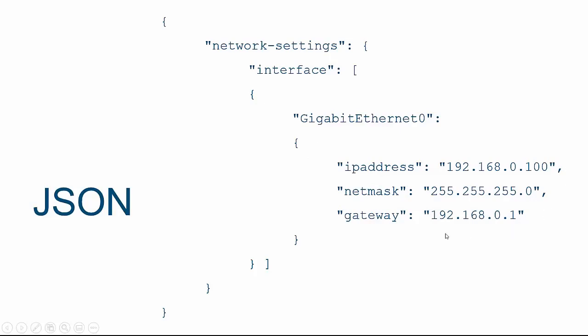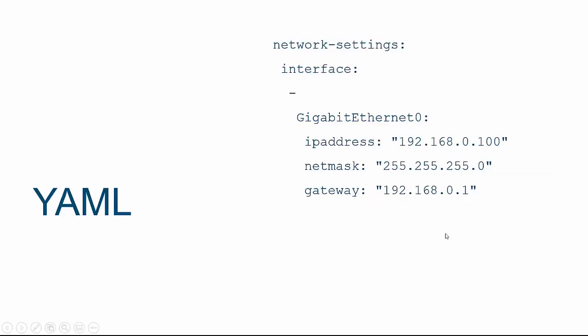And with YAML, this is the simplest format. The structure is defined by the indentation of the white space. IP address, net mask, and gateway are all indented one space within Gigabit Ethernet 0, making these three data objects part of the Gigabit Ethernet 0 object. The Gigabit Ethernet 0 is an item in a list because of the dash, and this is all part of the interface object, which is part of the network settings object, defined by the indentation.